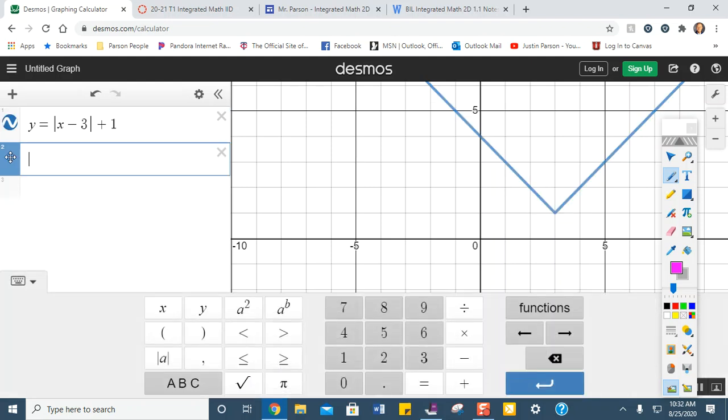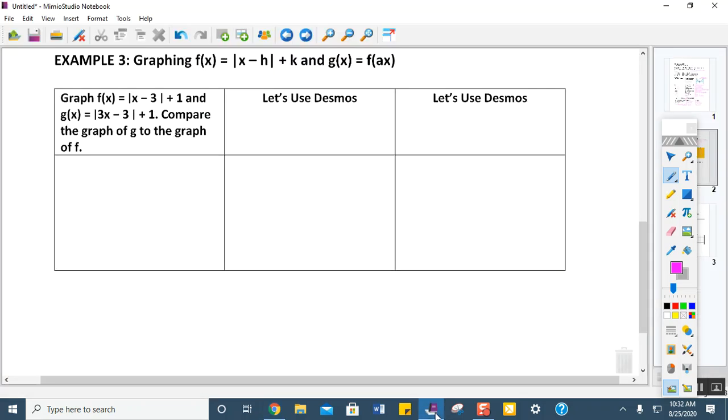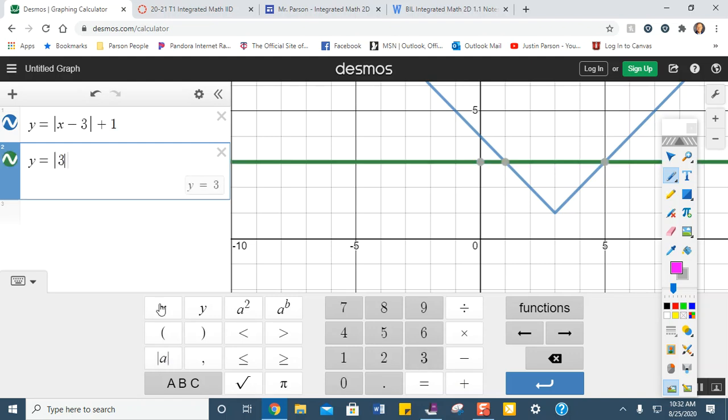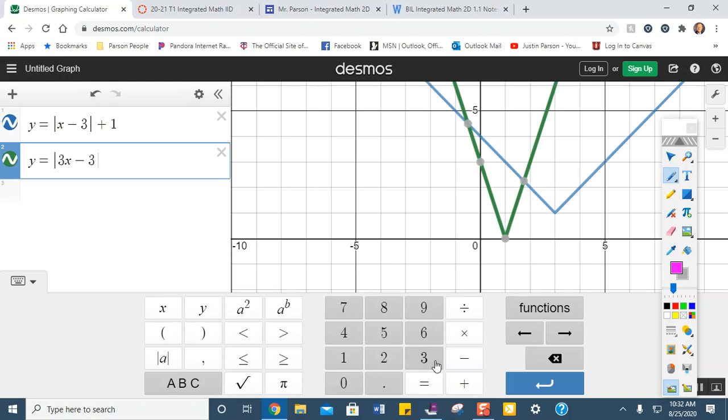Now this one's a little trickier. This next one that we're going to graph, all of a sudden, instead of having just x inside the absolute value bars, we now have a 3x in there. Okay? No worries. I'm going to show you a shortcut. So we've got the absolute value of, in this case, 3x minus 3 plus 1.